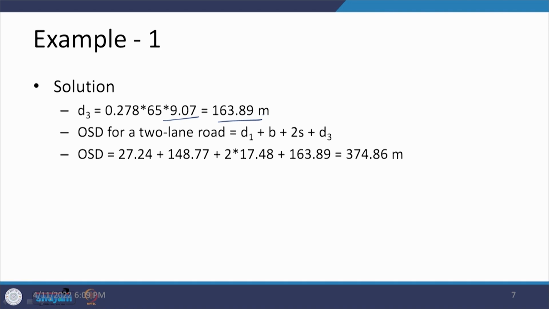So, what is going to be the OSD here? The d1 which is 27.24, b which is 148.77, 2 times s, where s was calculated as 17.48, and d3 163.89. So, finally, this is the distance which needs to be provided, roughly 375 meters as OSD for this 2-lane 2-way road for a speed of 65 kilometers per hour.